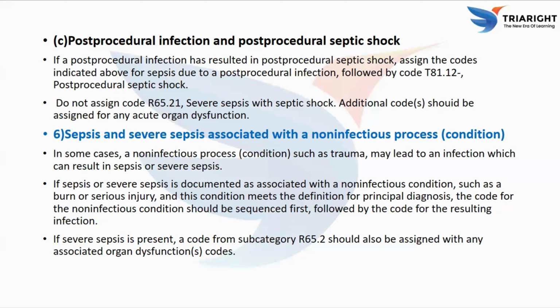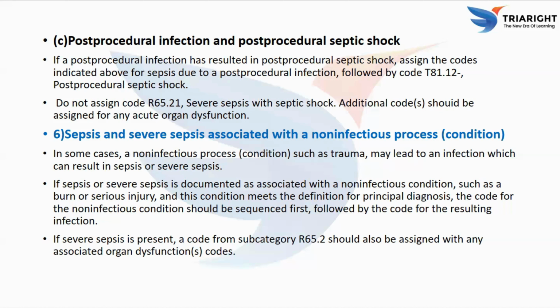So the sixth guideline is sepsis and severe sepsis associated with a non-infectious process, nothing but a condition. Sometimes a patient has a non-infectious condition that can lead to an infection, which again leads to sepsis. Examples of these non-infectious conditions are trauma, burns, crush injury, internal injury, chemical irritation, and wounds from accidents. So a non-infectious condition gives rise to infection and then sepsis.